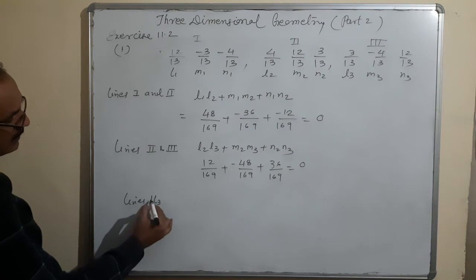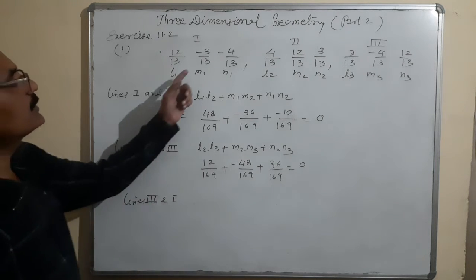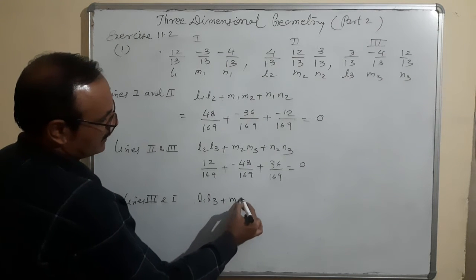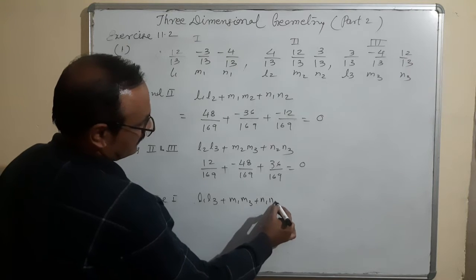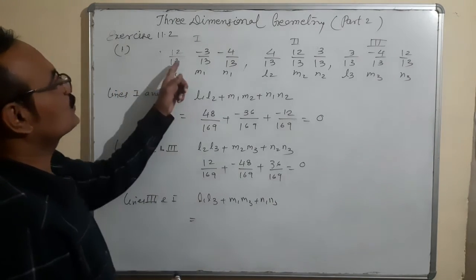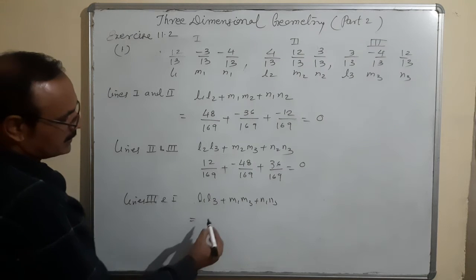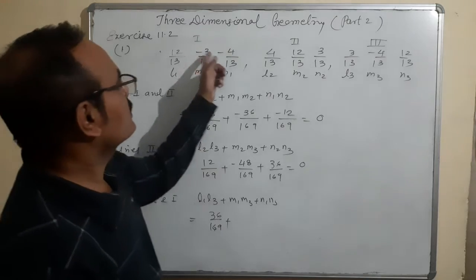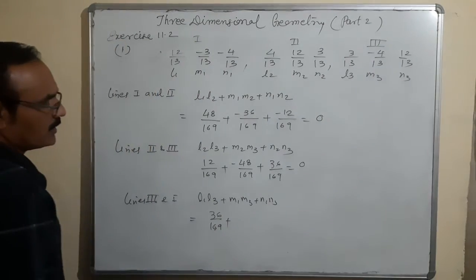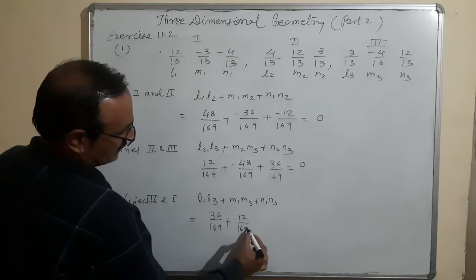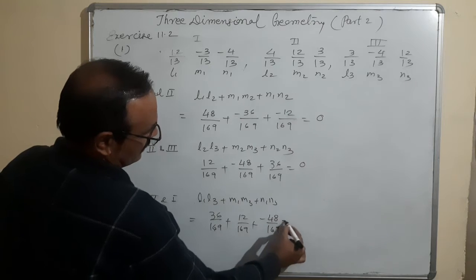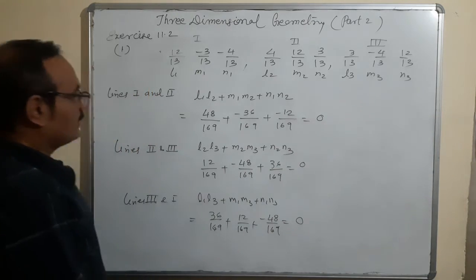Lines 3 and 1. L1 L3 plus M1 M3 plus N1 N3. L1 L3, 12 times 3, 36 upon 169, plus minus 3 multiplied by minus 12, it is plus 12 upon 169, and minus 4 multiplied by 12, minus 48 upon 169. Again it is 0.